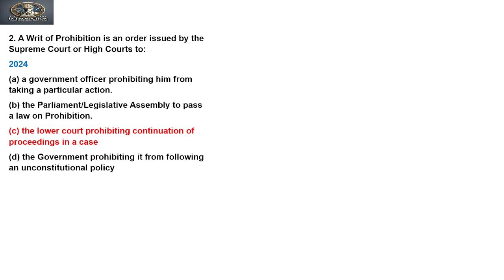Now let's move to the next question. The next question was also asked in 2024 and is related to writs of the Supreme Court, the power of the Supreme Court to issue writs. The question says a writ of prohibition is an order issued by the Supreme Court or High Courts to... So this is basically asking about the nature of the writ of prohibition, right? Before discussing this question, let's see what a writ is.